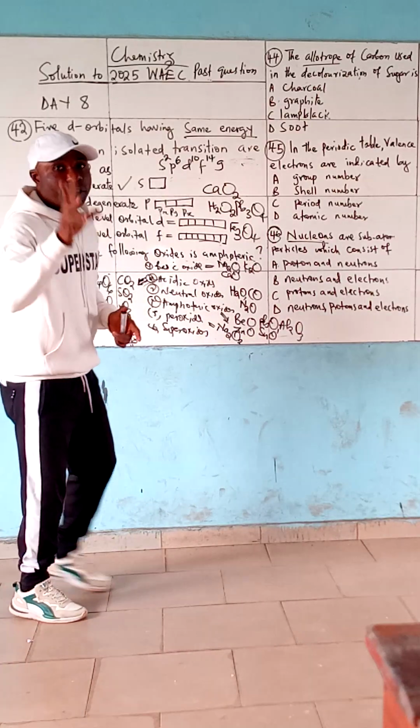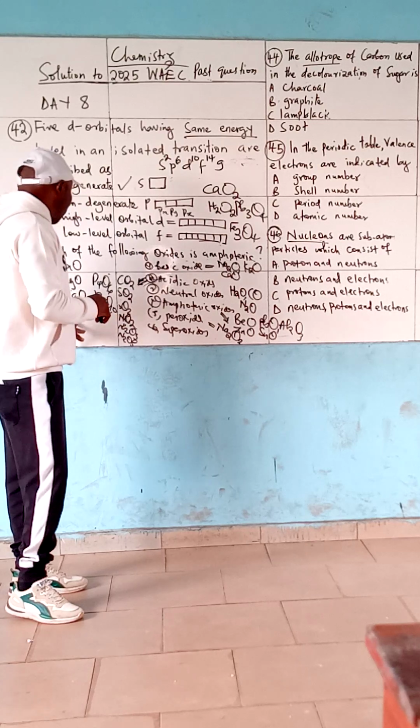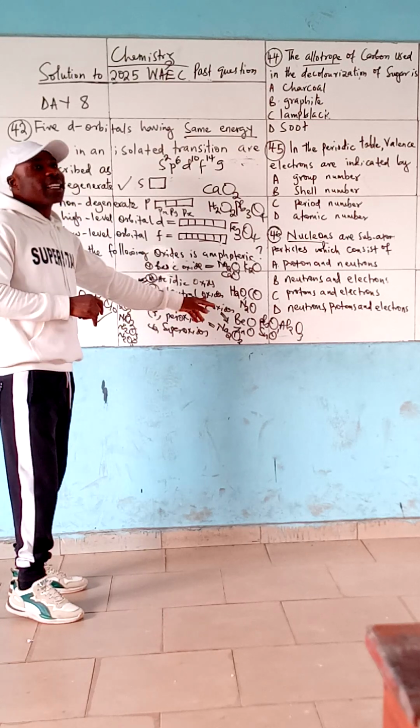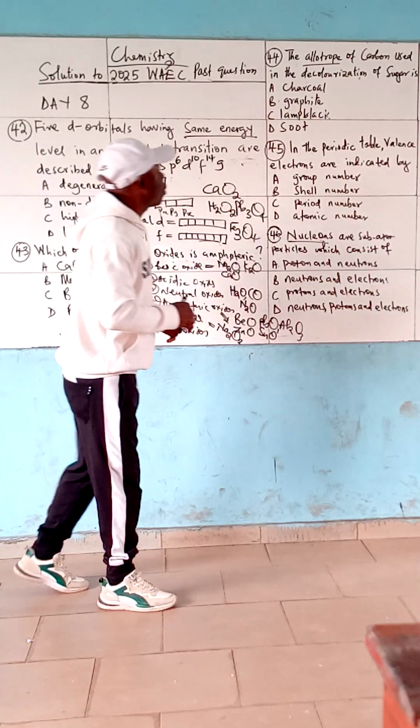One of the assignments I'll give to you is, with a chemical equation, show how beryllium oxide can react with acid and base. Drop that in the comment section.